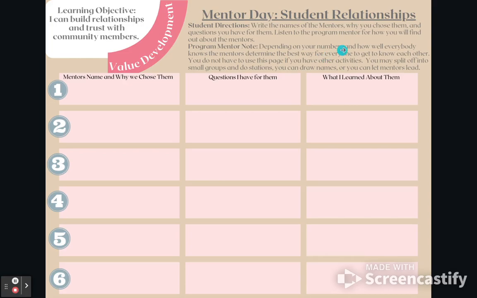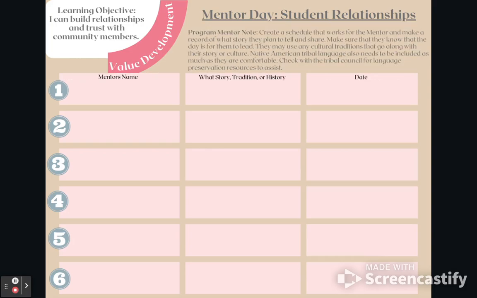Program mentors can also plan other student relationship activities that they may have that they want to use, depending on relationships and comforts of mentors, etc. Once they are here, then the program mentor will get with each mentor, put their name, what story or tradition or history they'd be willing to come in and share with the FLY program, and then what date they're coming in. You need a different date for each mentor.